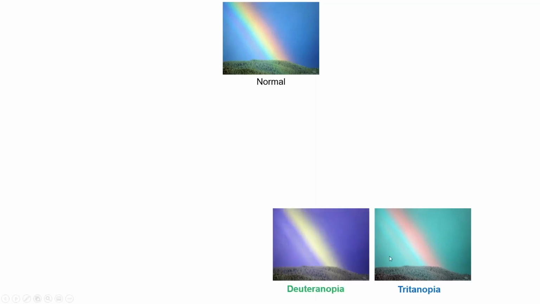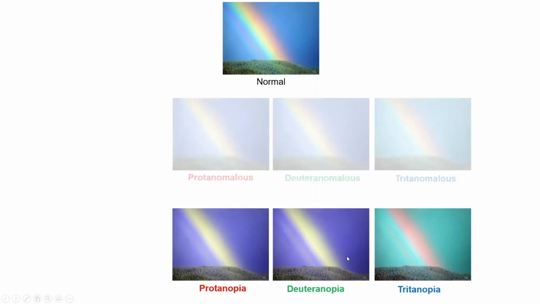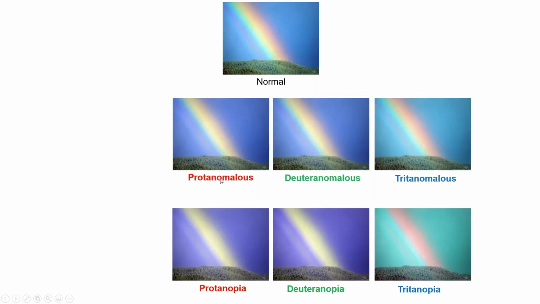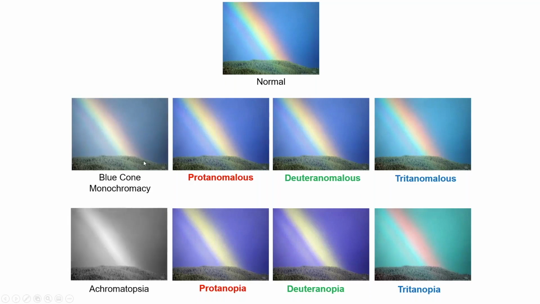People who have tritanopia have lost completely the short-wavelength cone opsin, meaning the short wavelengths. Deuteranopia loses green, protanopia loses red. And similarly, anomalous opsins result in a slight reduction, but not a complete reduction like the anopic version of these color deficiencies. Blue cone monochromacy might look like this, and achromatopsia has no color hue perception.